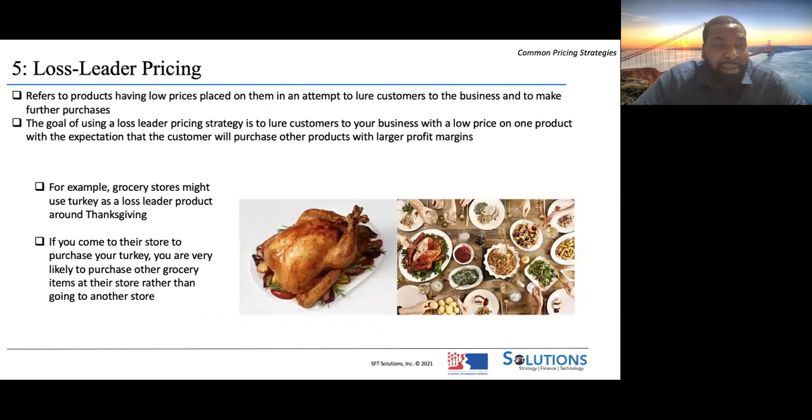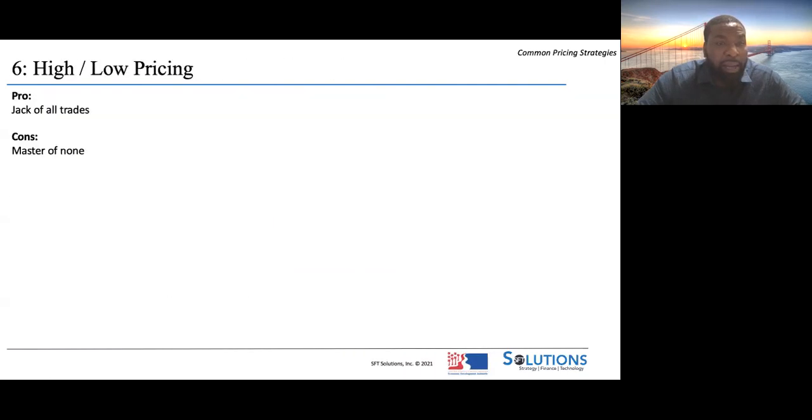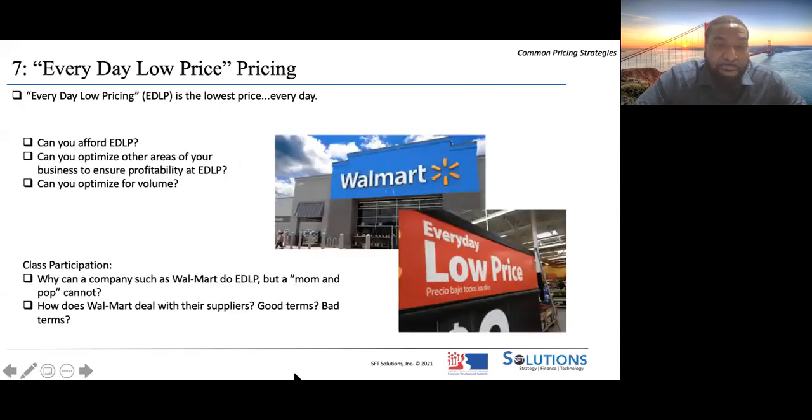Loss leader pricing is something else you can employ. You can say, you know what, 50 cents Johnny Cakes, because when they come in, they're going to want to buy a chicken leg with the Johnny Cake. Okay. High-low pricing: let's say you have a grilled cheese sandwich and you also have callaloo. You have something for everybody, something on both sides of the spectrum. Everyday low pricing, I probably would not recommend that for a restaurant. I'll just leave that there.